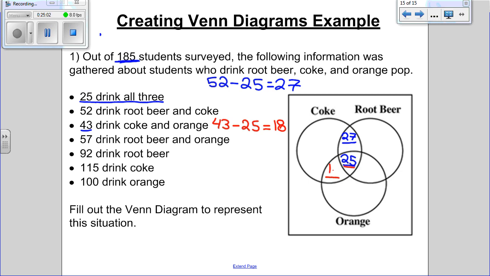The last one, see if you can figure out where that one goes on your own. Give it a shot. It's pretty similar to the other 2 that we just did. So 57 drink root beer and orange. If you want to figure out how many people were missing from that intersection, you would go 57 that do everything, and you would subtract the 25 that do all 3.